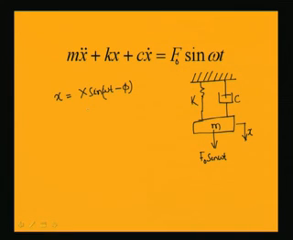In the previous classes, you studied the free vibration response of the system. For a system with equation m x double dot plus c x dot plus k x equal to f sin omega t, the solution will contain two parts. First is the complementary part, and second one is the particular integral.